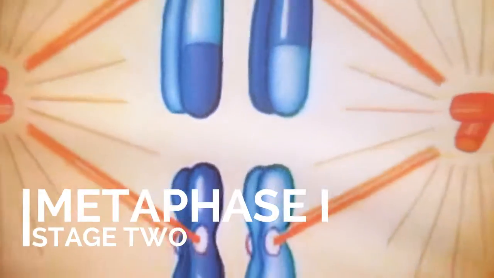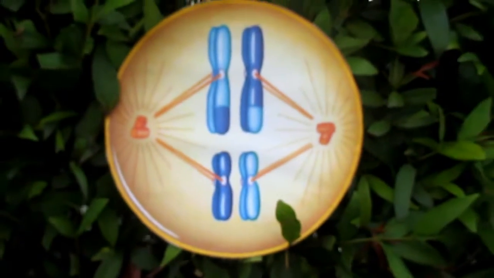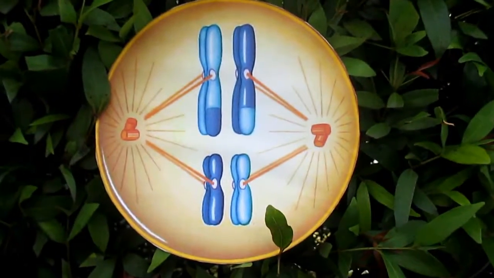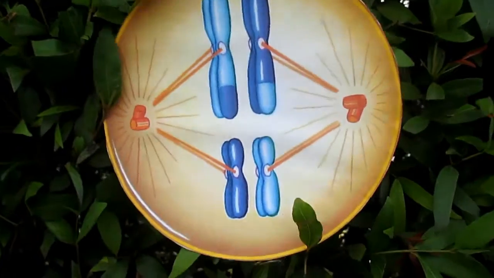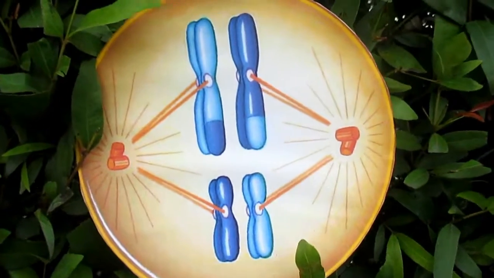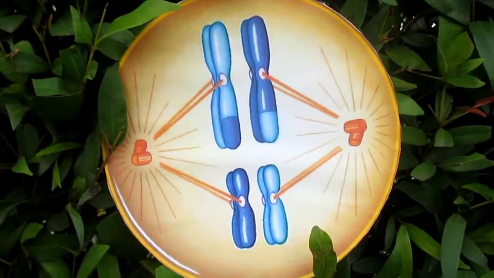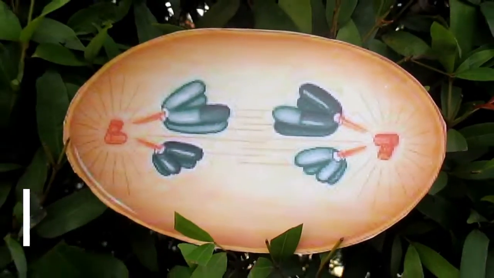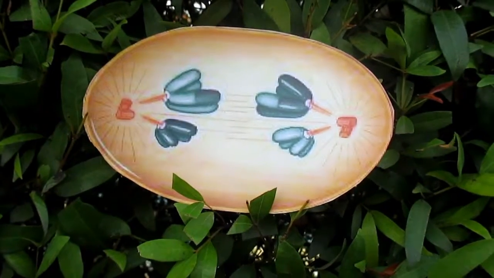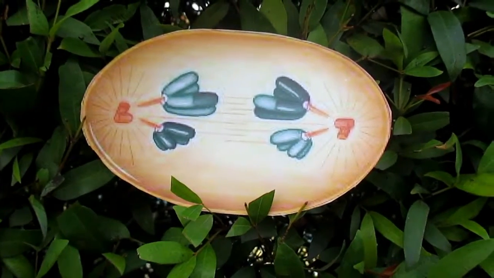Stage 2. Metaphase 1. The paired homologous chromosomes align at the metaphase plate. The chromosomes in pairs are attached to spindle fibers. Anaphase 1. Chromosomes break at centromeres and sister chromatids move to opposite ends of the cell.